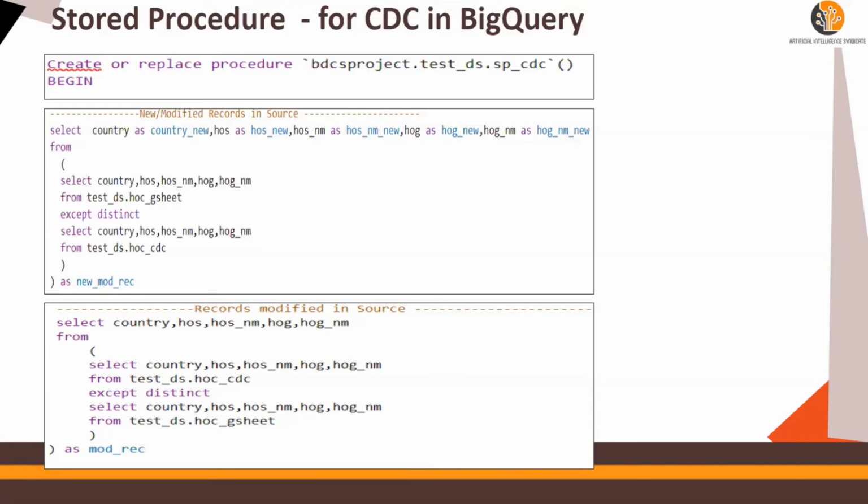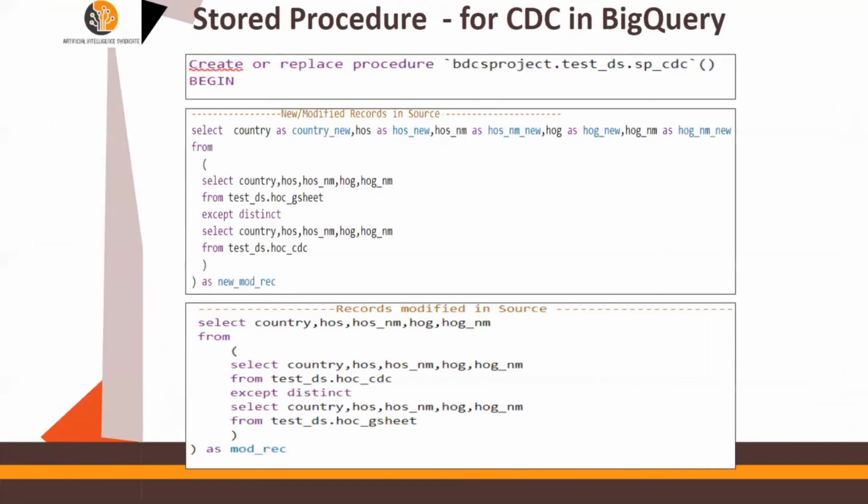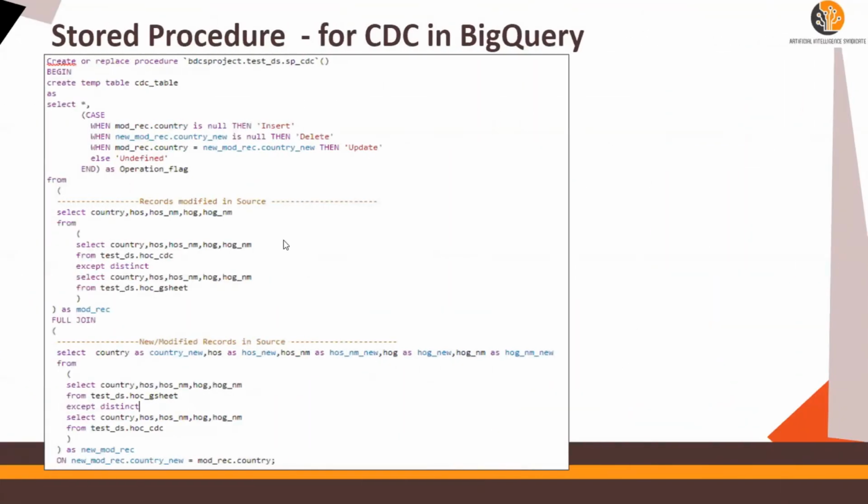Let's look at the first half of the stored proc. This is how the first half of the stored proc looks like. Create or replace. I created a temp table so that I can process all the data. And then in the temp table, I'm saying insert, delete, or update. You would look at the logic, you will understand.